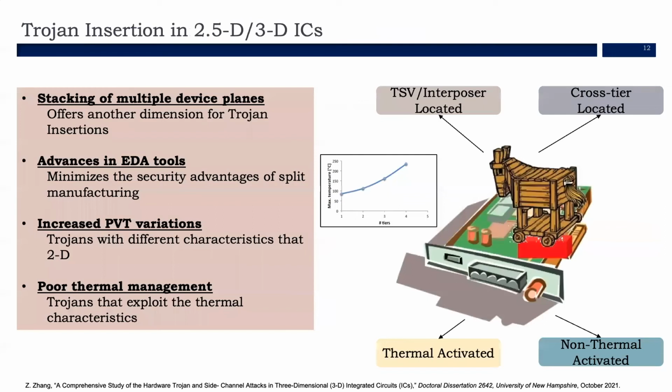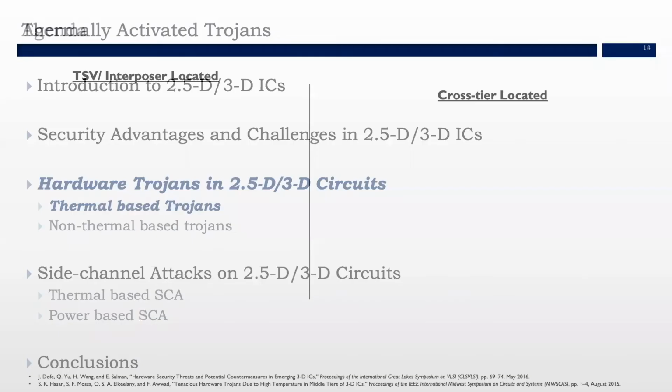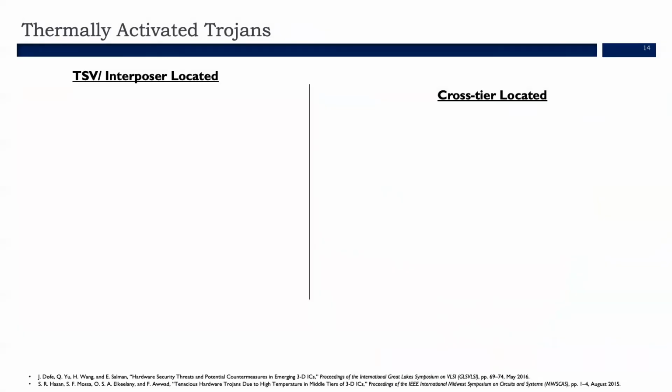So a hardware Trojan is any malicious component that alters the functionality of the IC or causes undesired effects, like a denial of service attack in the IC. As I said earlier, the hardware Trojan in the 3D IC, based on the activation mechanism, can be classified as thermal activated or non-thermal activated. And depending on the location of these Trojans, can further be classified as TSV located or cross-tier located Trojans. So we'll be discussing the thermal based Trojans initially. The thermal based Trojans are again subdivided based on the location: the interposer based and cross-tier based Trojans.